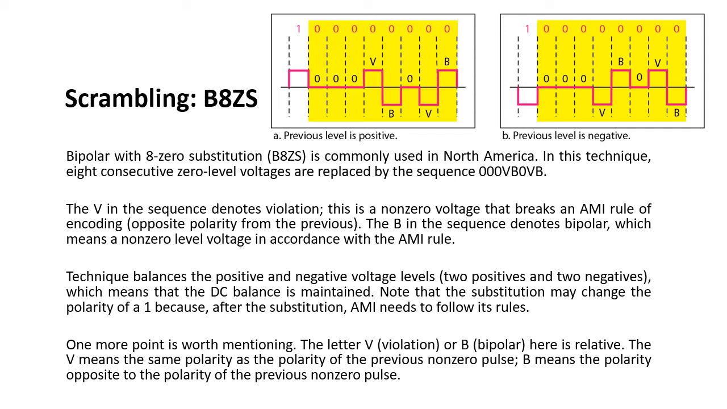One more point is that the letter V for violation or B for bipolar here is relative, meaning that V means the same polarity as the previous non-zero pulse, and B means the polarity opposite to the polarity of the previous non-zero pulse.